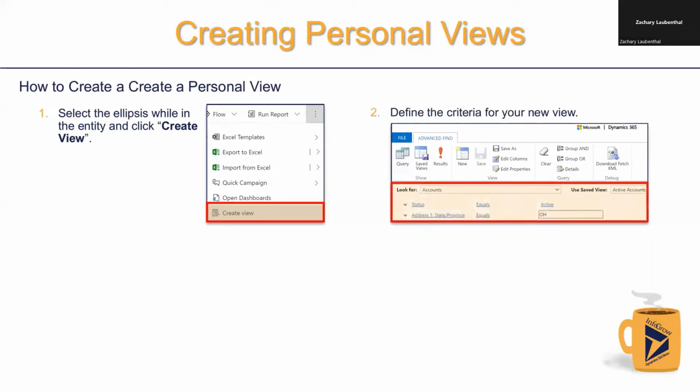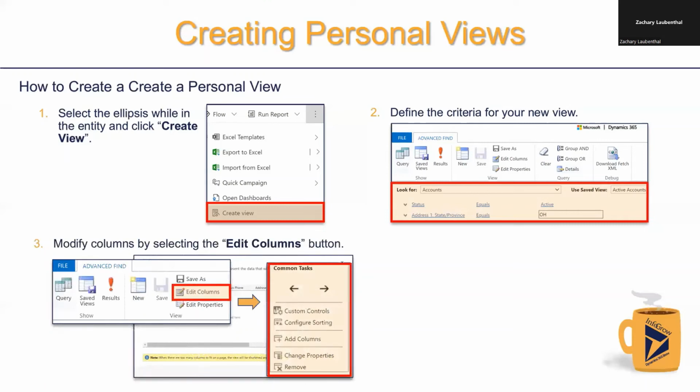Next, define the criteria for your new view. In this example, our criteria consists of active accounts in the state of Ohio, so we define the filter criteria to reflect that. We select account records with status equal to active and address 1 state province equal to OH for Ohio. On a side note, having standardization practices for data, such as using the two-letter abbreviation of states in the state field, allows you to easily and correctly query records. If we know by standard practice that everybody in our company is using the two-letter abbreviation, we know that we won't be missing any records when we query on OH.